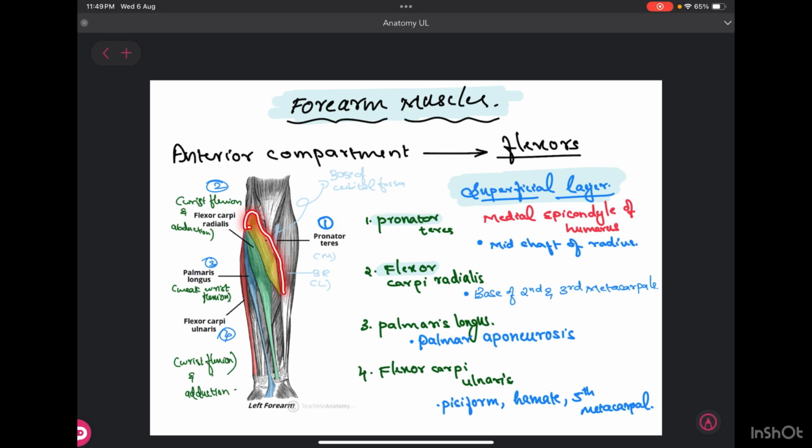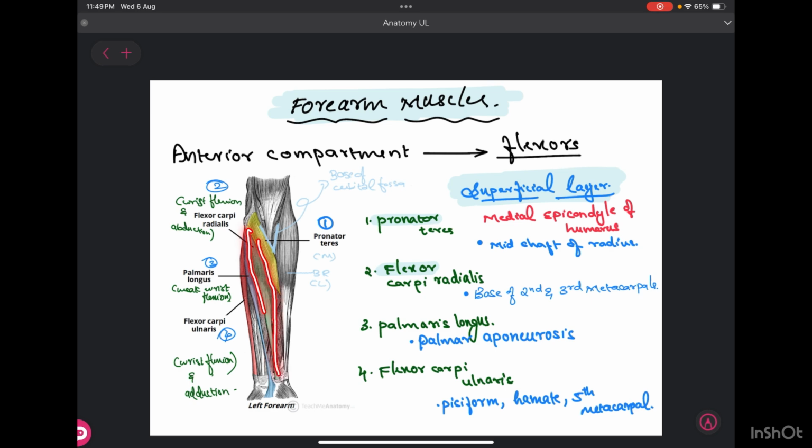This yellow color muscle is the pronator teres. Of course, it originates from the medial epicondyle of the humerus, no doubt about that. And what about the insertion? Here comes the ulna and here comes the radius. It is inserted into the mid shaft of the radius, as this figure denotes, which is very important.